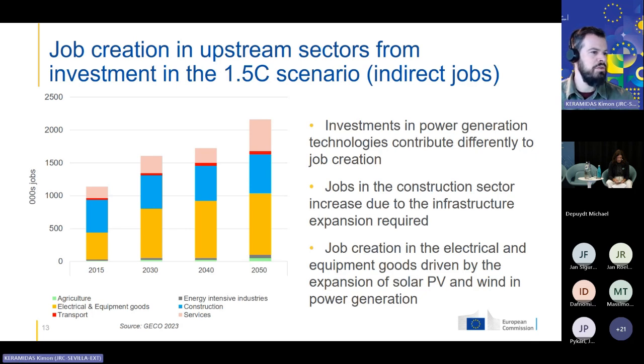Jobs in the construction sector in particular increase due to the infrastructure expansion needed. This is in blue. And in yellow, job creation in the electrical and equipment goods are mostly driven by the expansion of solar PV and wind. So this is another positive story that we can associate to the transition in order to mitigate the job losses in other sectors.